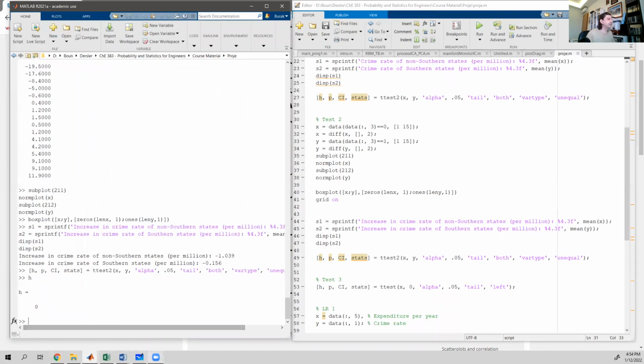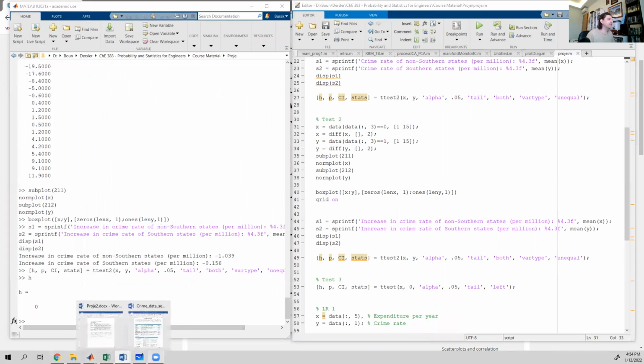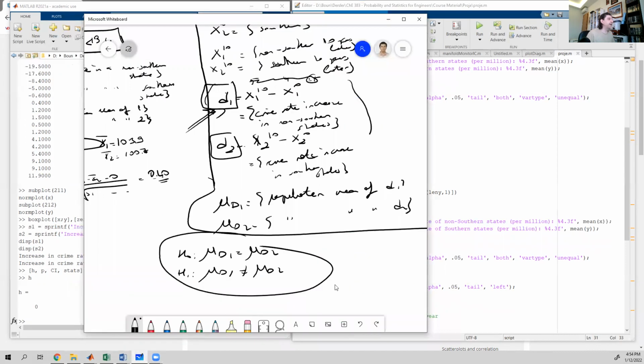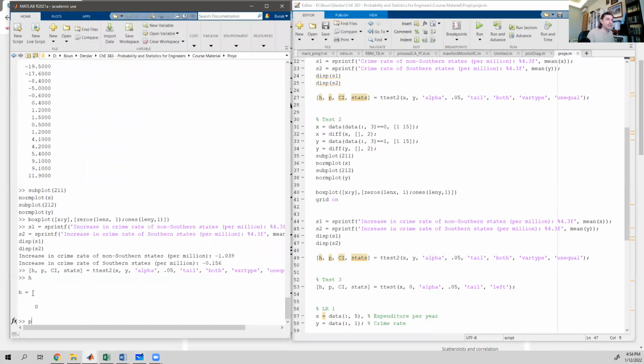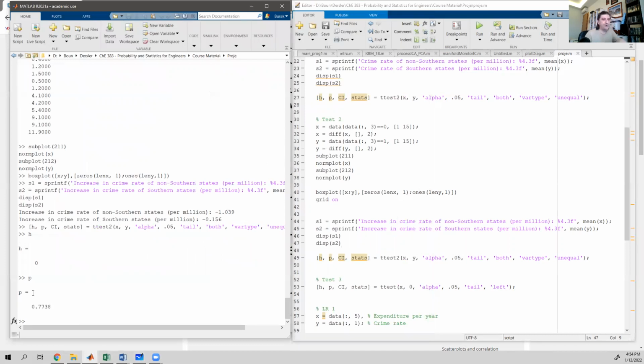Again, the null hypothesis is not rejected. Therefore, we cannot say that the difference within those 10 years in the crime rates in the northern or non-Saturn and Saturn states are statistically significantly different from each other. Let's see what the p-value is. A very high value again.